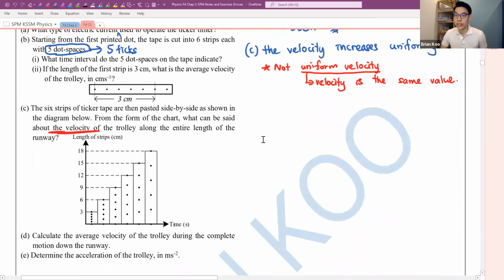Constant acceleration is correct also. Okay, but we want to describe the velocity. So I don't want to talk about the acceleration just yet. Later on, there are some questions where we can write acceleration. Okay, Zach. Can I, Jashan?